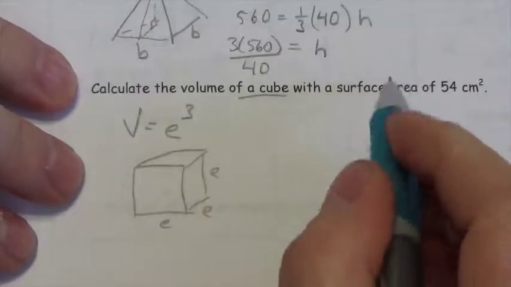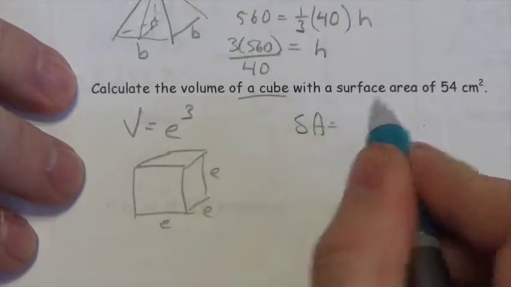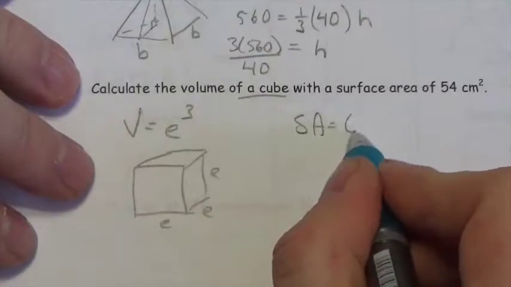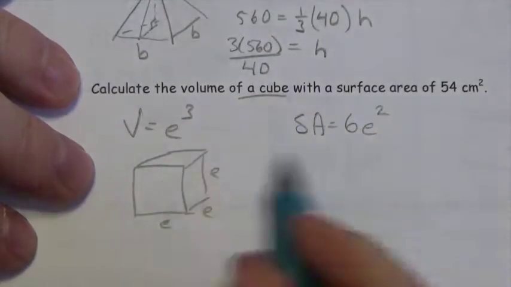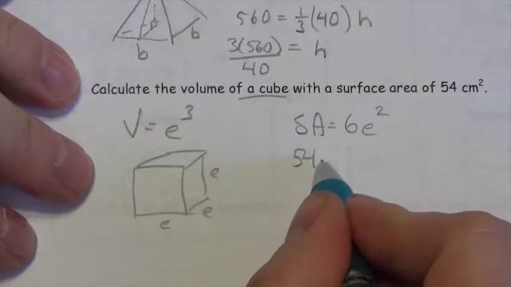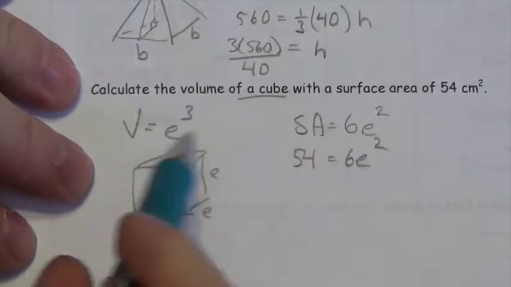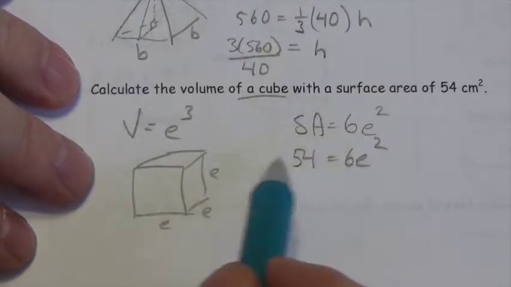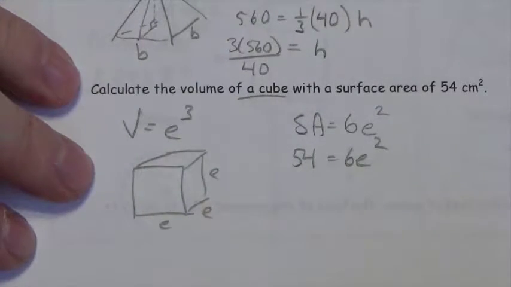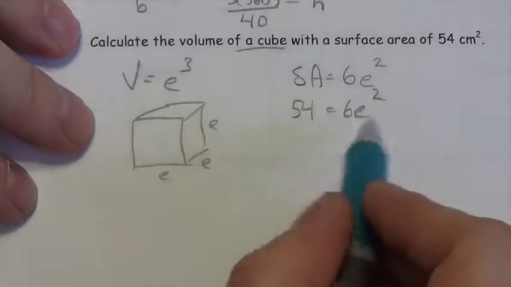But what we're told is what the surface area is. We know that the surface area of a cube is going to be 6 times the edge squared, because there are 6 faces here. We know that that's going to be 54. The reason this information is given to us is because we don't know what the edge is. I need to use this to get the edge before I can figure out the volume. So we've got to solve this little equation.